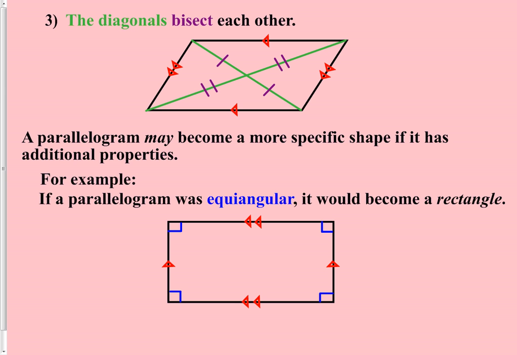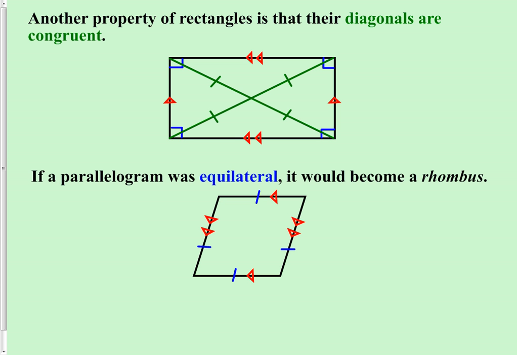Okay, a rectangle possesses all the properties of a parallelogram as well as being equiangular. An additional property that pops up for a rectangle is that the diagonals are no longer just bisecting each other, but they're also congruent to each other as well. So when the rectangle's diagonals bisect each other, you end up with four pieces that are all congruent to each other. Now back to the parallelogram.